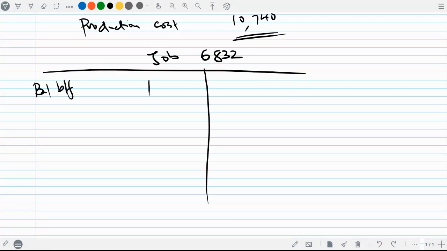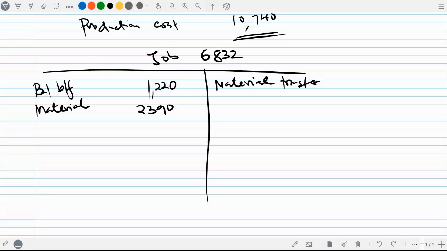Balance brought forward is equal to 1,220. Then material that has been issued, so material cost is equal to 2,390. Then you have material transfer from job 6832 to job 6834. So this is a material transfer, where material is being transferred to 6834, equal to 620.